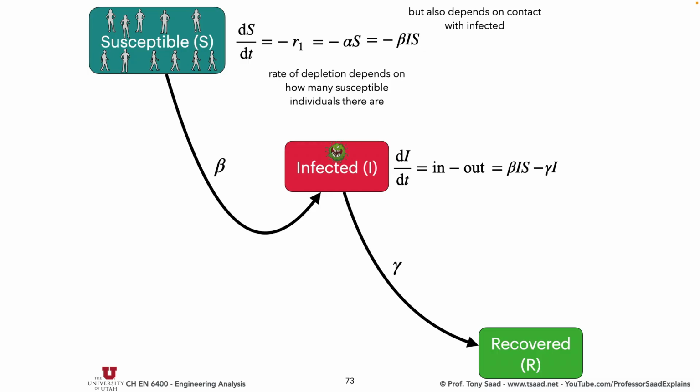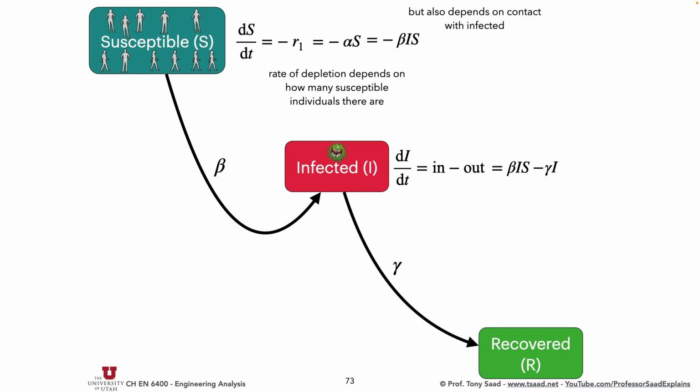In epidemiology, this gamma is 1 over how many days to recover. So for COVID, gamma is 1 over 14. For the flu, gamma is 1 over 7. For the cold, gamma is 1 over 10. It's a real number, and that's what they discovered when they developed this model. Okay, so now we have two ODEs here.